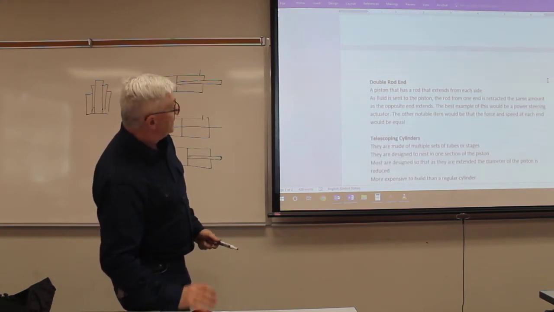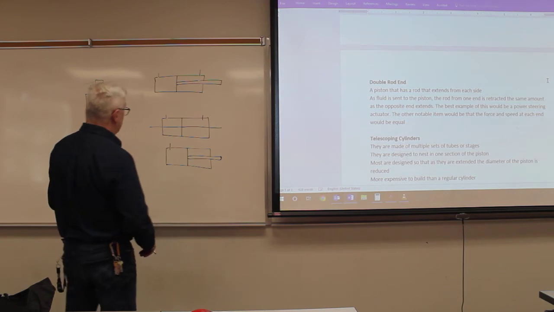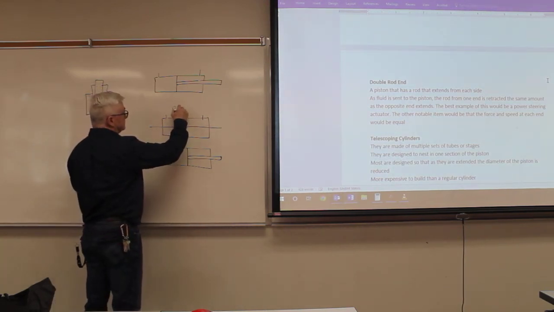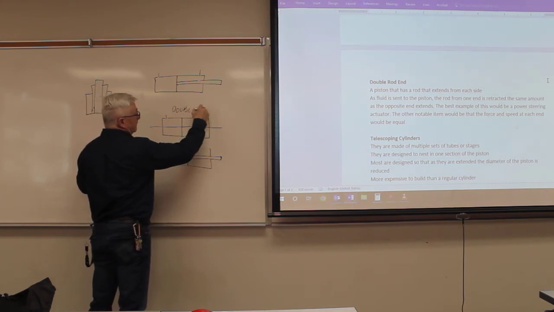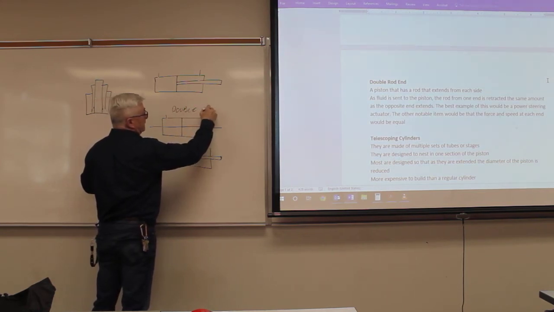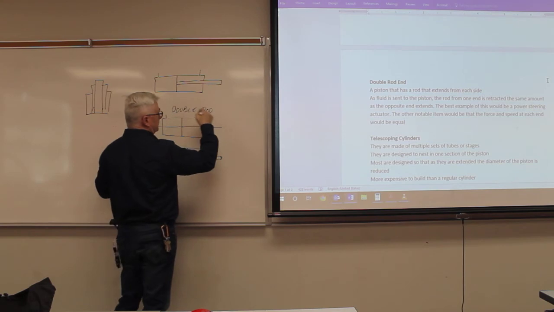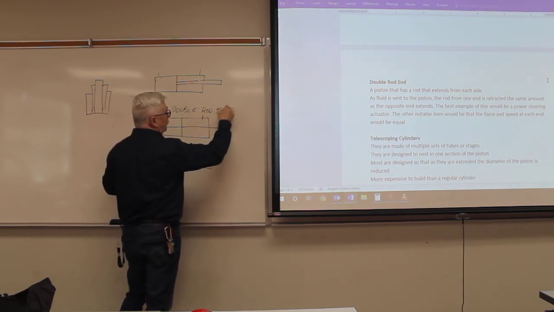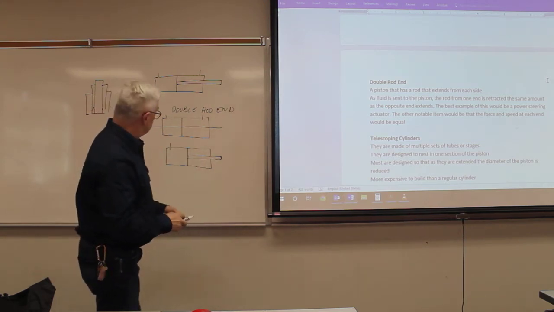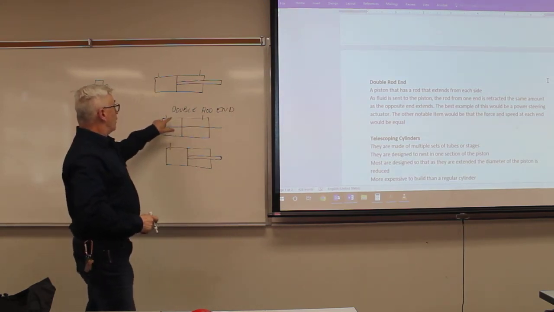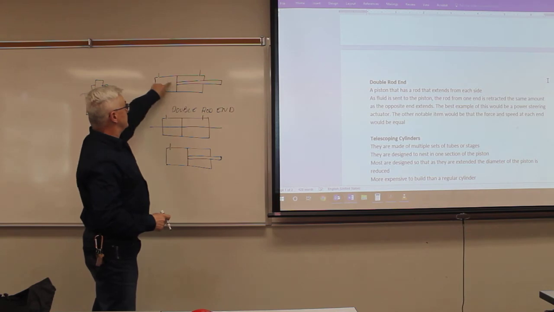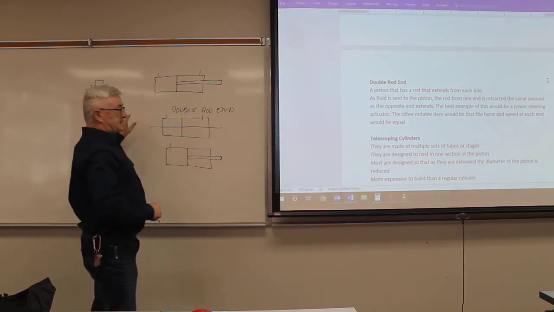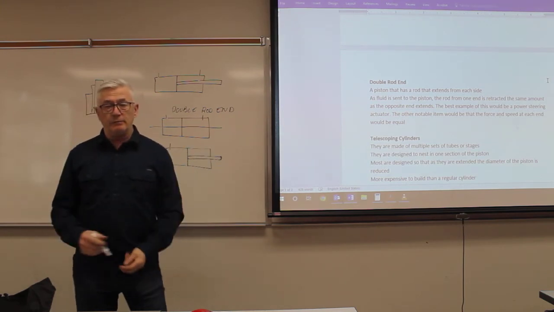All right, on a double rod end, all right, is the middle one here in the middle. And I'm going to put a graphic up at the end to show you some other variations, but my note is only capturing the most common ones, all right? On a double rod end, we basically look like our double acting, but what we do is our piston rod extends out to each end.